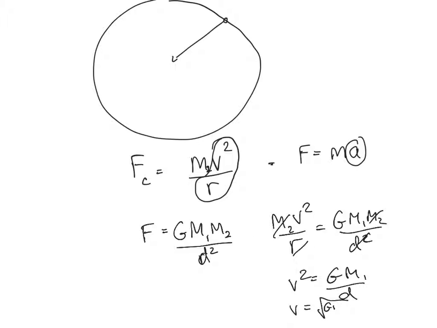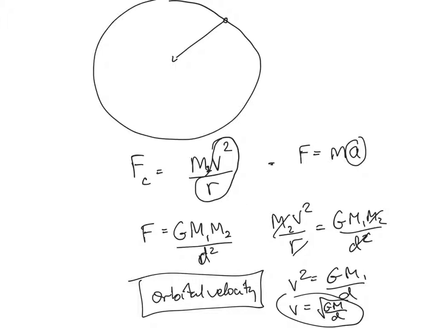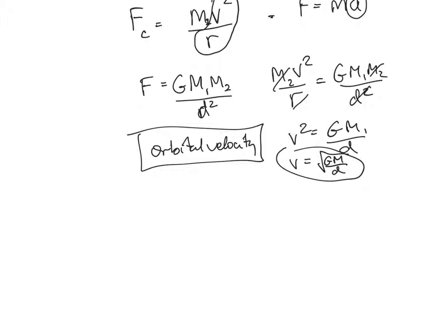You can see there we get a formula for orbital velocity, which can be used to find the orbital velocity of an object. There's other cases where you can do that.